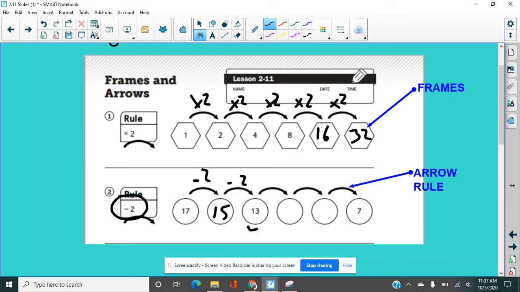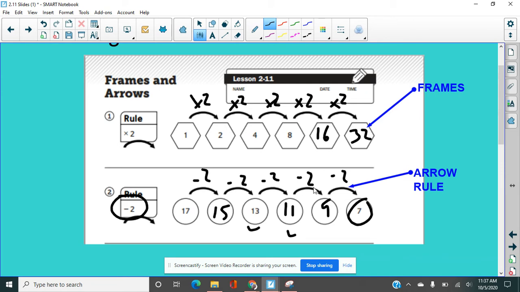Minus 2 is 13. Yep, that works. Minus 2 is 11. Minus 2 is 9. Minus 2 is 7. Now, if you are doing the pattern and you get to one that's already here and you're like, wait a minute, that doesn't work, then that means that you made some kind of error before that.